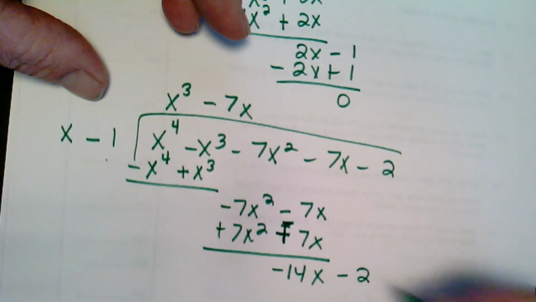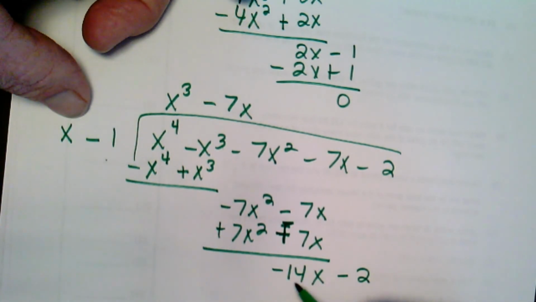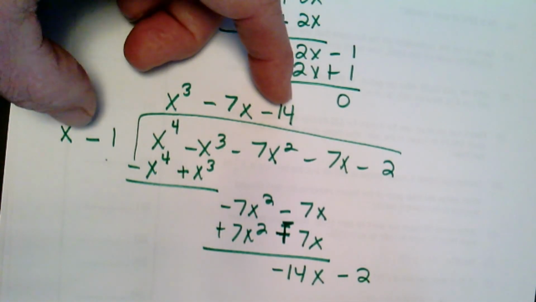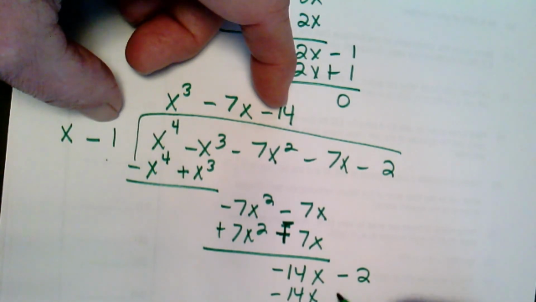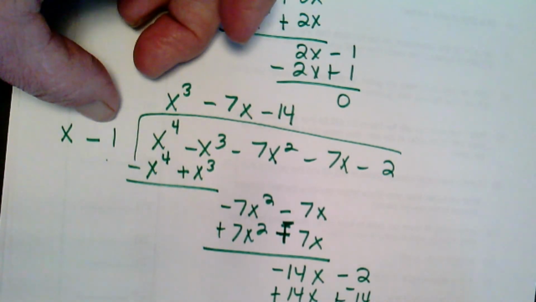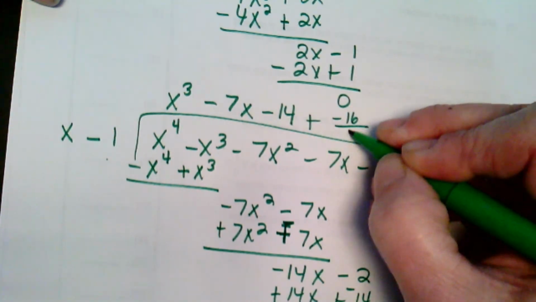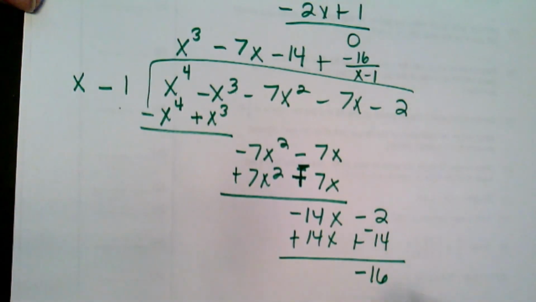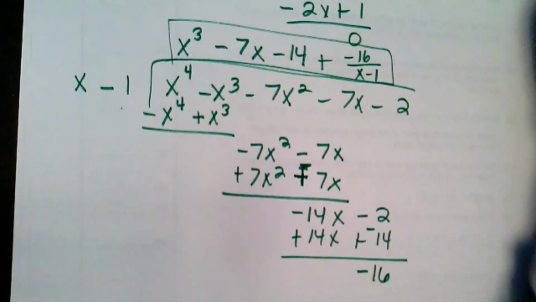Bring down our next one. x into negative 14x is negative 14 times. Negative 14 times x is negative 14x. Negative 14 times negative 1 is positive 14. Subtract, let's change the signs of both. And we have brought everything down, so this is our remainder. And it just gets placed over our divisor. So that's as crazy as you're going to see in this class. Again, if you have any questions, let me know.